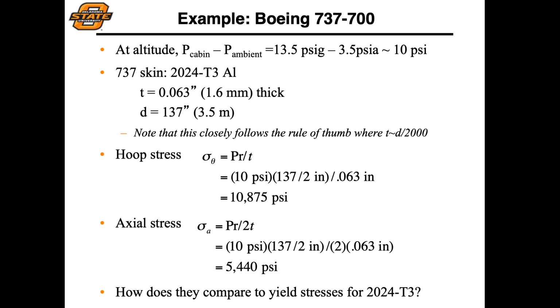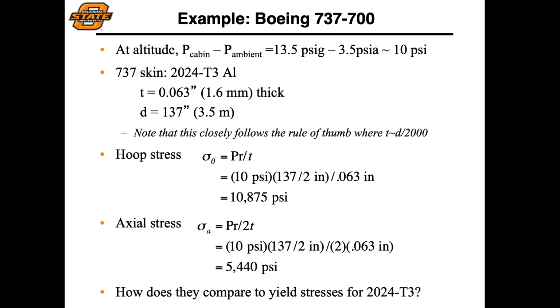So our 737 skin is 2024 T3 aluminum. It is 0.063 inches or about 1.6 millimeters thick. And our overall diameter that we have is 137 inches. Note that this pretty closely follows that rule of thumb that we talked about earlier, where the thickness is about 1/1000th of the overall radius that we have for the aircraft.